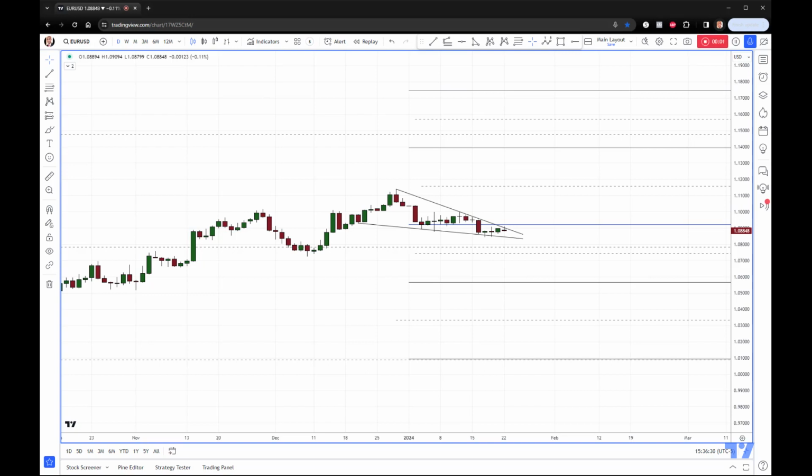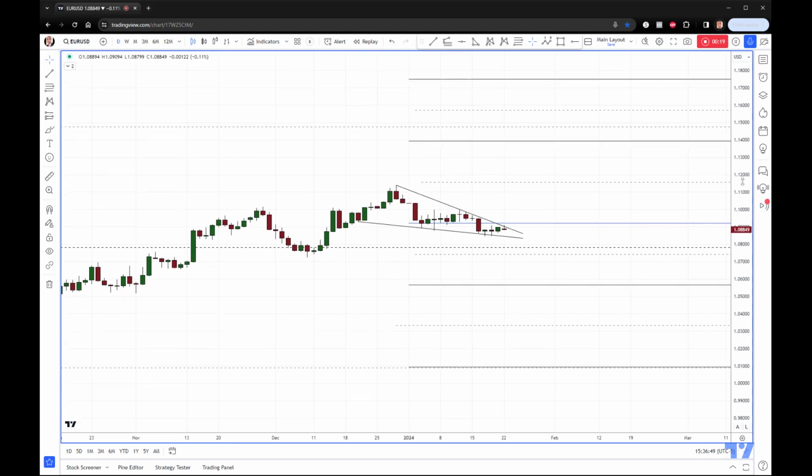All right, guys, let's take a look at the Euro USD. This is going to be kind of like an addition to some of the other ideas that I posted that are actually still live. But this is one of the setups that I'm watching right now to see if we get a bullish move in the coming days or in the coming weeks.